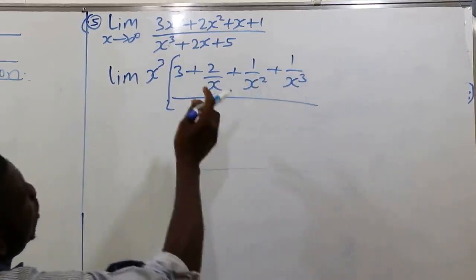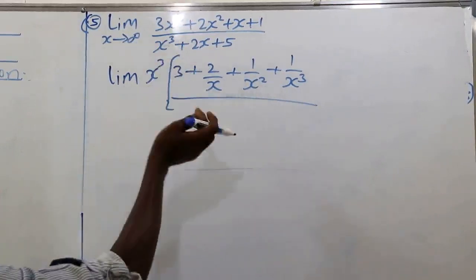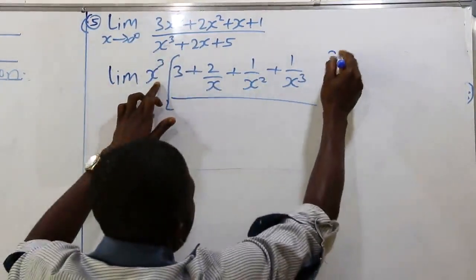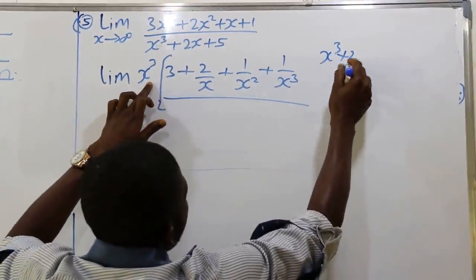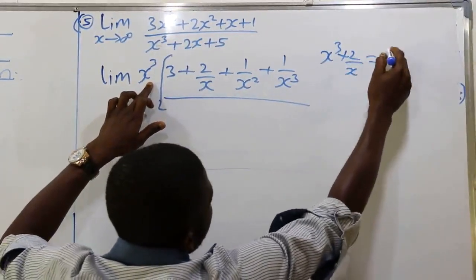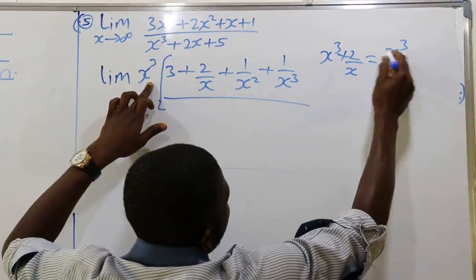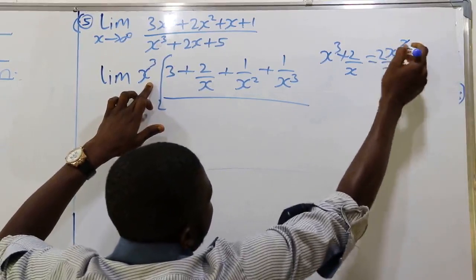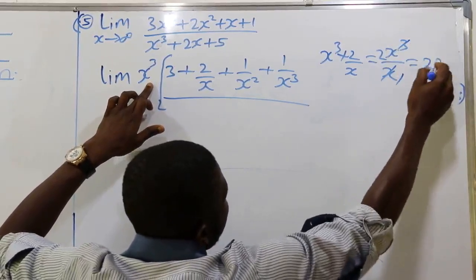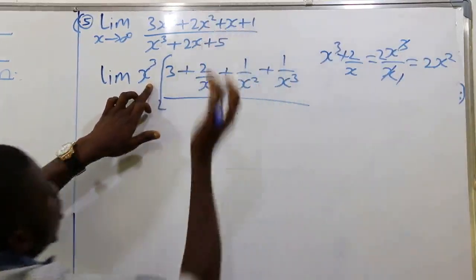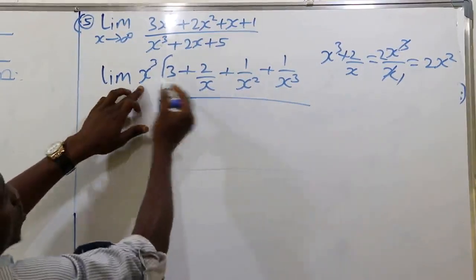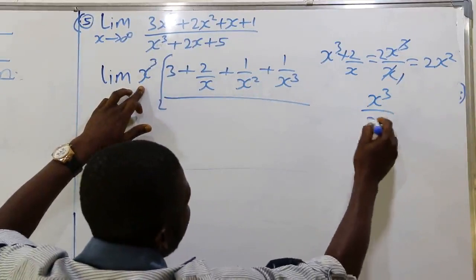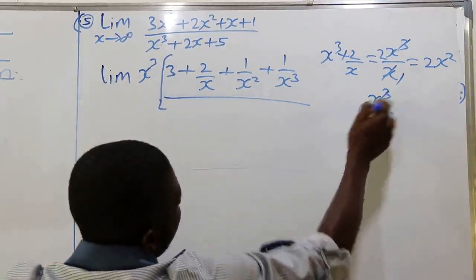Let us cross check. Now, 3 times x cubed gives us 3x cubed. x raised to power 3 times 2 over x gives us 2x raised to power 3 divided by x. x will cancel x, then it will remain 2x raised to power 2. What about the third one? x cubed multiplied by 1 over x squared gives us x raised to power 3 divided by x squared. x squared cancels x squared, it will remain x.